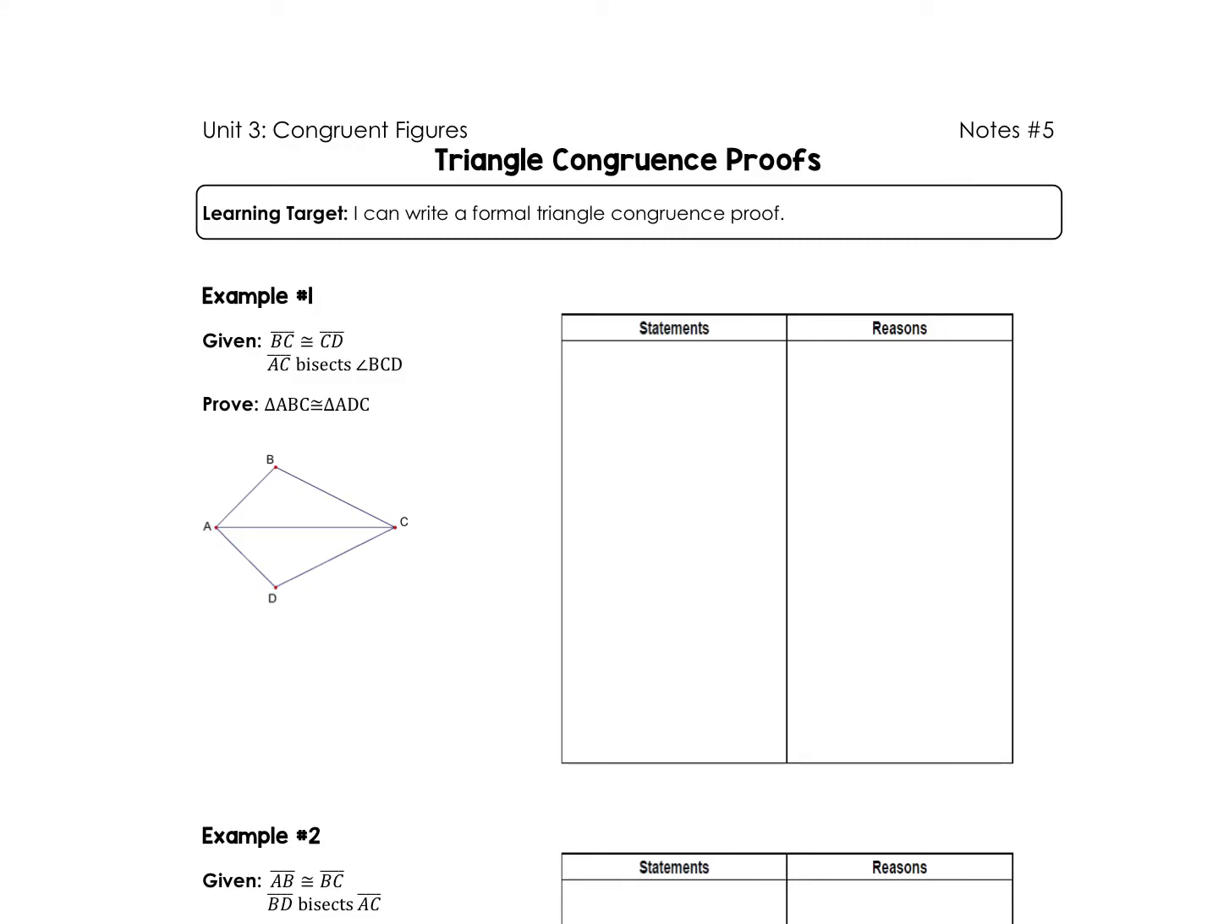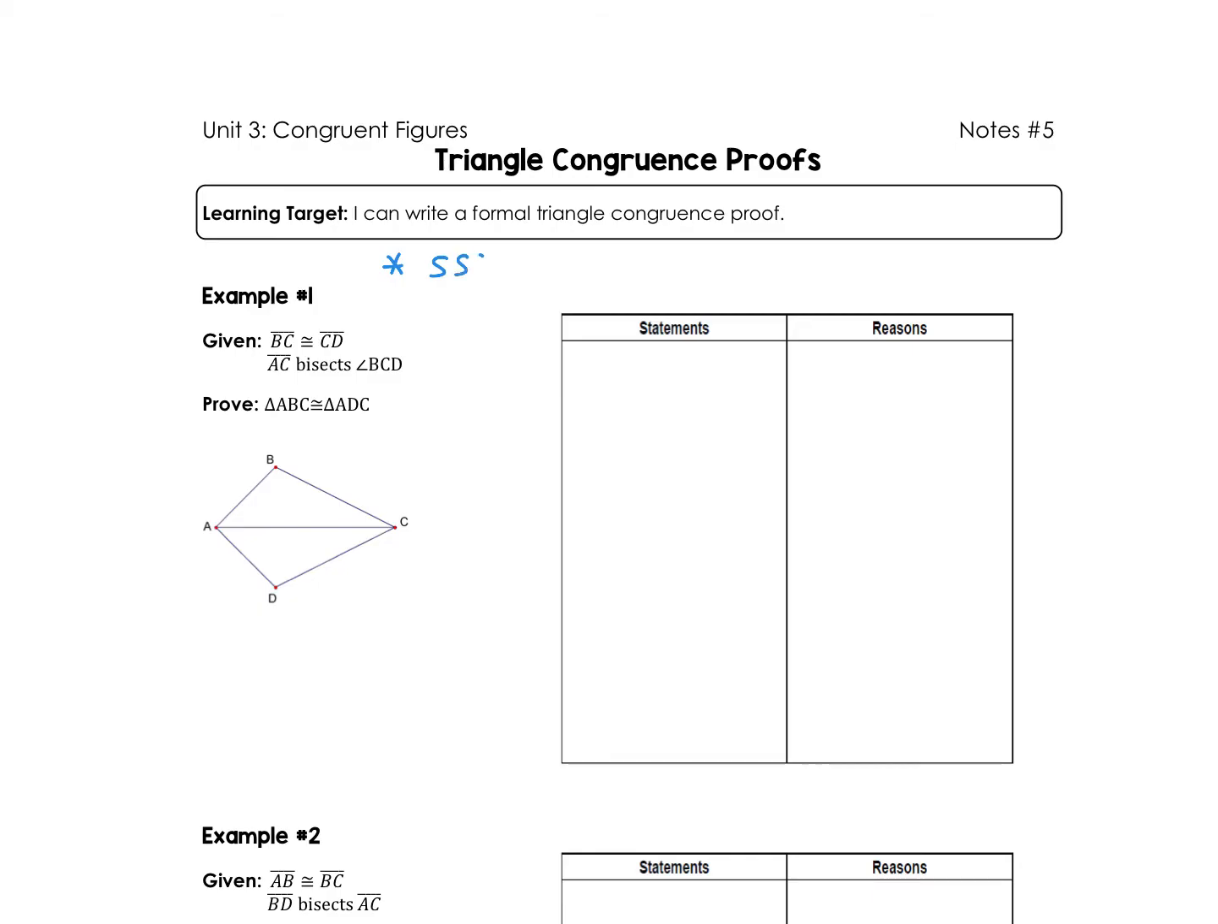Hi everyone, in today's lesson from Unit 3, we'll be writing triangle congruence proofs. So a proof is a formal way to prove that something is true in geometry. Our focus today is just on proving triangles congruent. So you may want to put a reminder at the top of your page of the list of the 5 methods that we've used for proving triangles congruent.